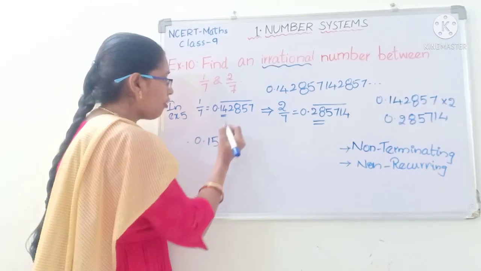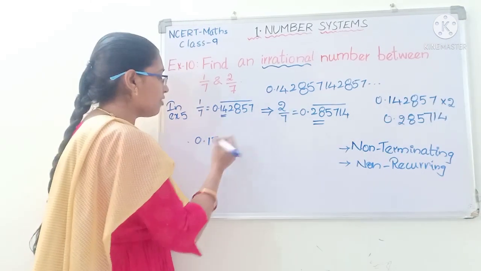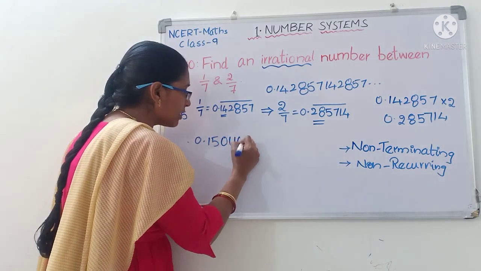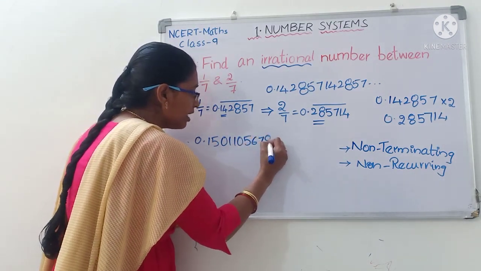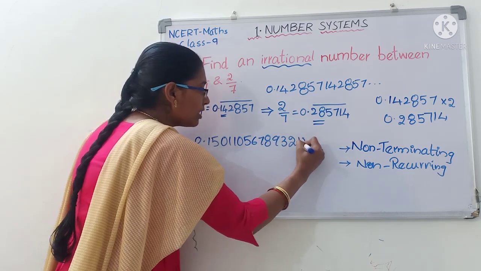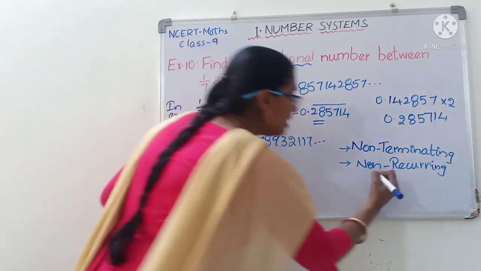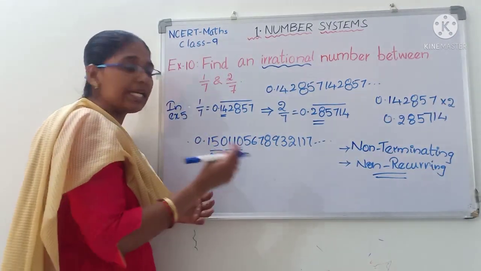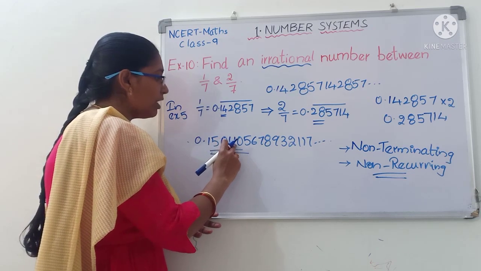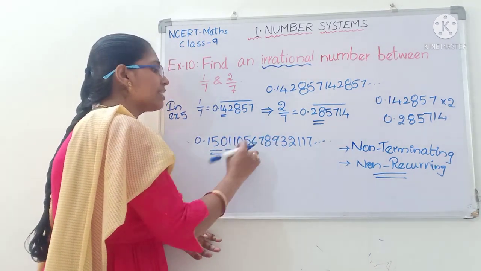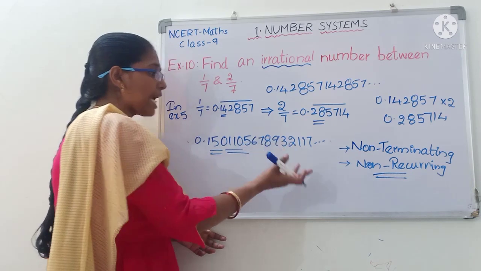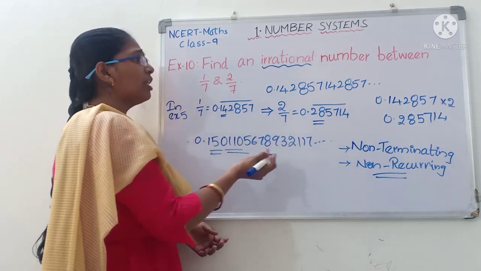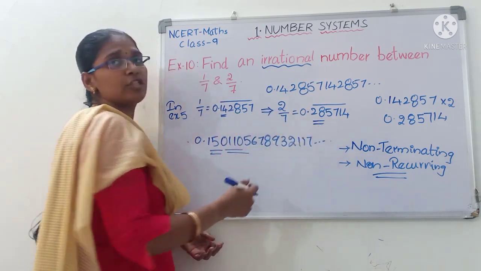After 14, what do you get? 15 you get. After 142857, after some digits you get 15, right? So you can write 0.15, anything you can write, children, because it is non-recurring. That doesn't repeat in the same manner. It doesn't repeat. You get 15011, again you will not get 15011. You get another pattern, other digits in random way. So you can write n number of digits. You can write infinite number of irrational numbers between any two rational numbers, children.